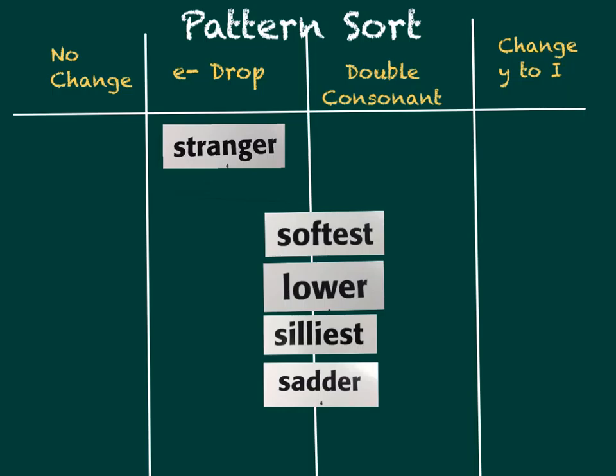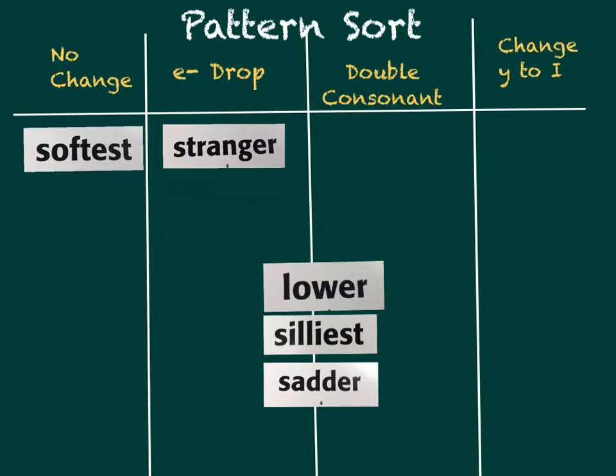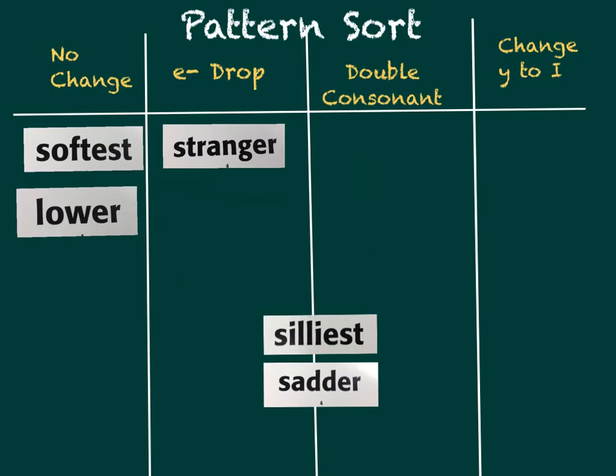The next word, softest. The base word is soft, S-O-F-T. All we had to do was add est, so we did not change the base word. The word lower. The base word is low. All we had to do was add er, so there was no change.